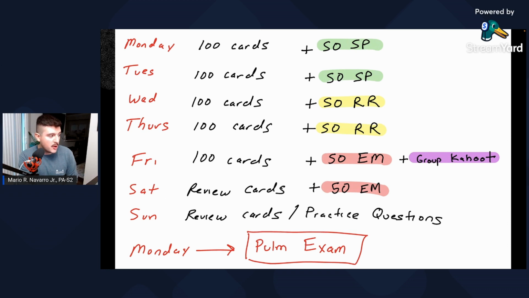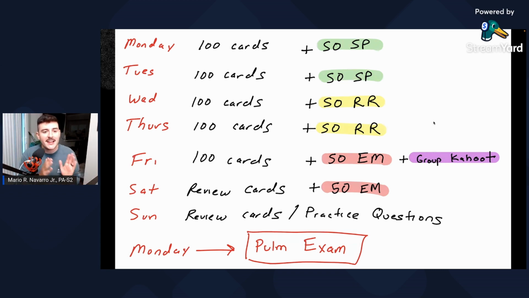On Saturday, I would again review the Anki cards and then do 50 practice questions from Exam Master. That's what EM stands for. On Friday, I would do another 50 Exam Master questions, and typically on Friday we would also meet up for our group Kahoot. Then on Thursday, I would do Rosh Review, which is a little bit easier than Exam Master. I would do 50 questions of that, Rosh Review, RR, another 50 questions on Wednesday, and then the 100 cards. Then on Tuesday, I would do Smarty Pants, SP, and 50 questions from Smarty Pants, and then Monday, 50 questions from Smarty Pants. And so you get the idea.